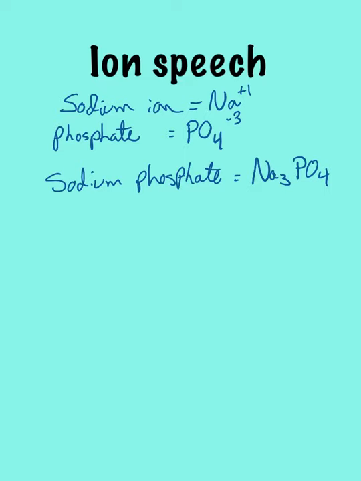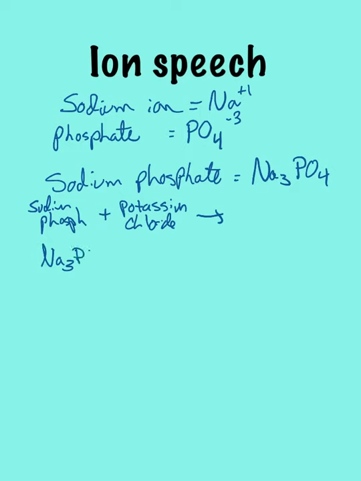And then what we're going to do is we're going to start writing reactions. So it'll be like sodium phosphate reacts with potassium chloride. And so you're going to end up with something like this. So you're going to write the reaction because you'll know what sodium is and phosphate is, and you'll know what potassium is and chloride is. And you'll write your little reaction.